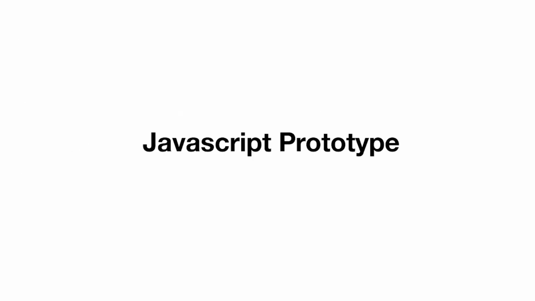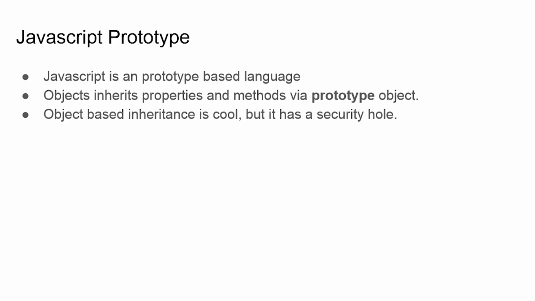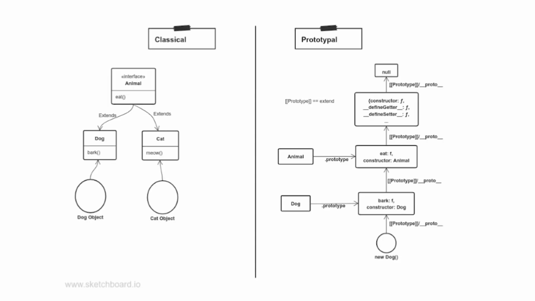So yeah, let's start with the JavaScript prototype. What is JavaScript? What kind of language is it? It is a prototype-based language. What that means is, unlike C++ or Java, it doesn't use classical inheritance. It uses an internal object called prototype, and every object you create in JavaScript inherits its properties and methods using this internal object. This prototype-based inheritance is cool, but it comes with its own loopholes. And that's exactly what we will be discussing today in the later slides.